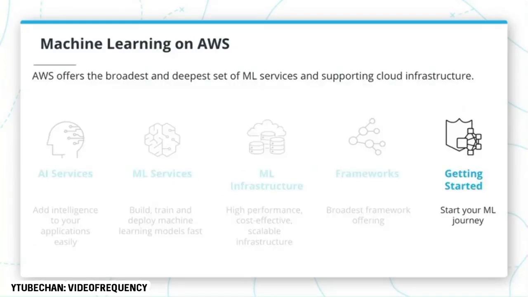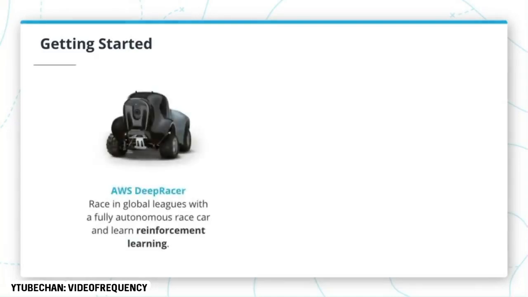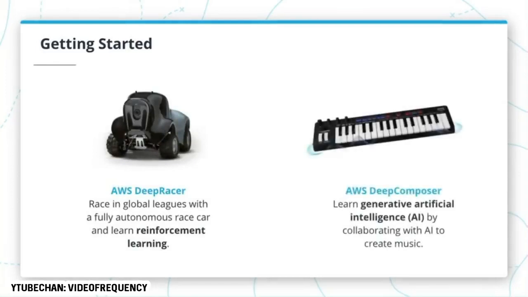But how do we get started with machine learning? This is where AWS has invested in putting machine learning into the hands of developers, literally. We have created a portfolio of educational devices to help put new machine learning techniques into the hands of developers in unique and fun ways. With AWS DeepRacer, you can get hands-on with reinforcement learning. And with AWS DeepComposer, you can collaborate with AI, create music, and learn generative AI.